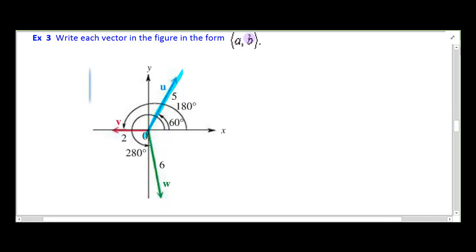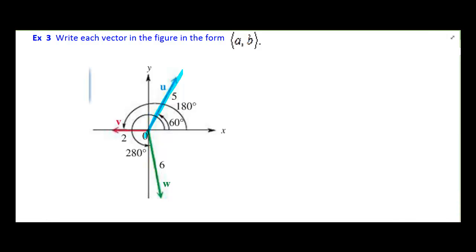Let's say I have this figure down here, and I want to know what the horizontal and vertical components are for the vector u. I can see from this drawing that the vector u has a magnitude of 5 and a direction of 60 degrees. So I have a magnitude of 5 with a direction of 60 degrees.